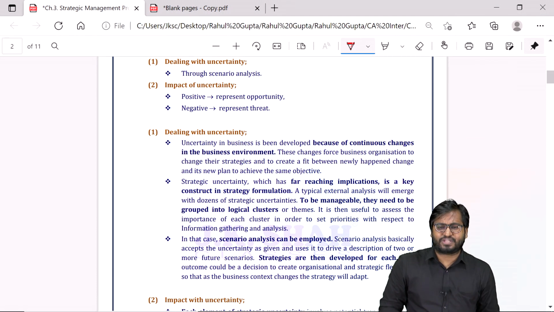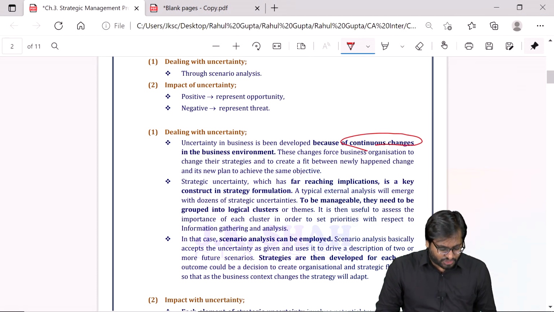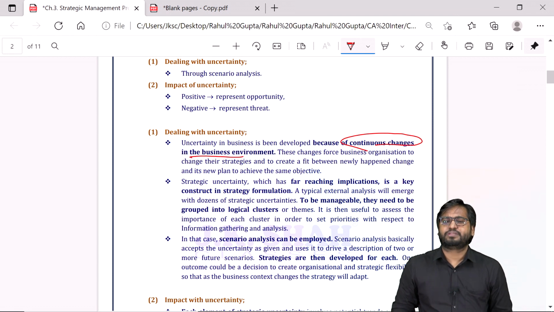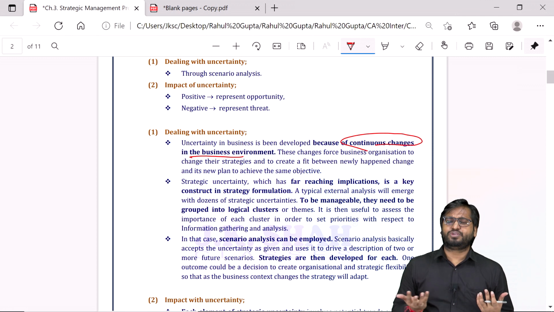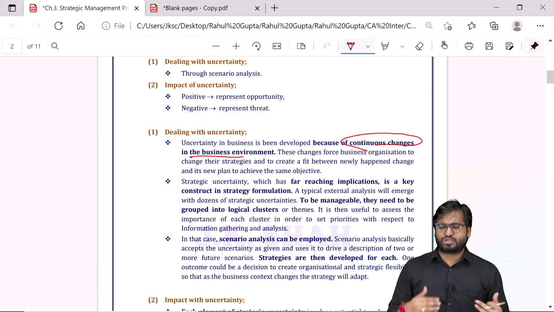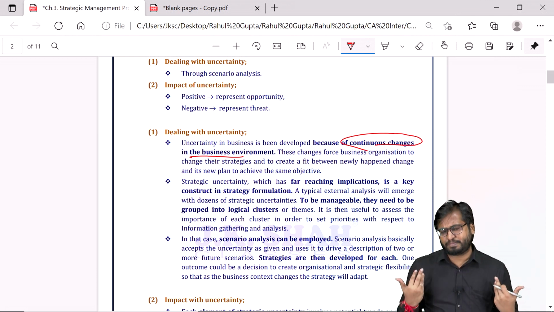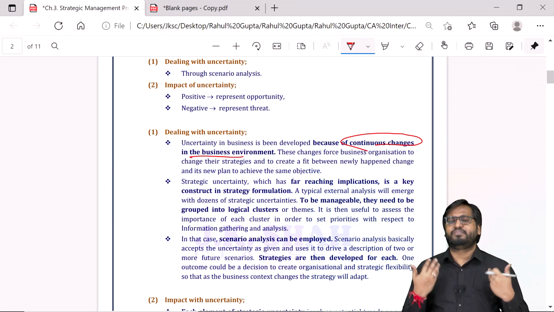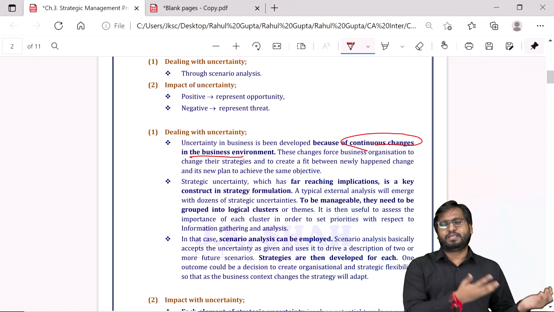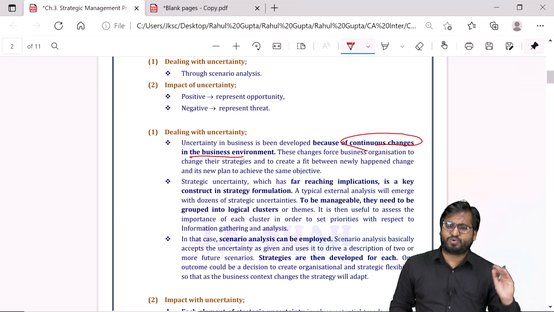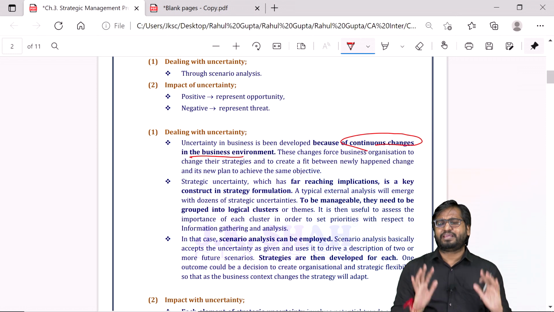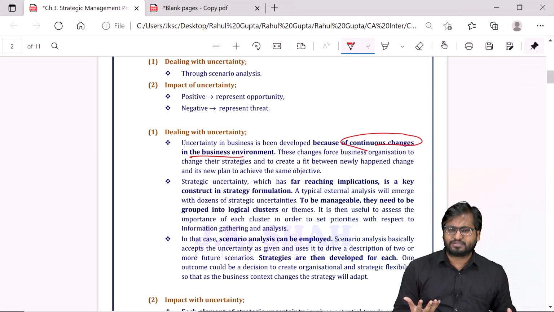Uncertainty in business is developed because of continuous changes in the environment. These changes will force the business organization to change the strategy. We were not supposed to enter into electric vehicles, but because of the changes happening in the environment, petrol prices increasing, government giving incentives, foreign players entering into the Indian market making electric vehicles, customers also wanting this. So changes are happening in the environment. I need to react.